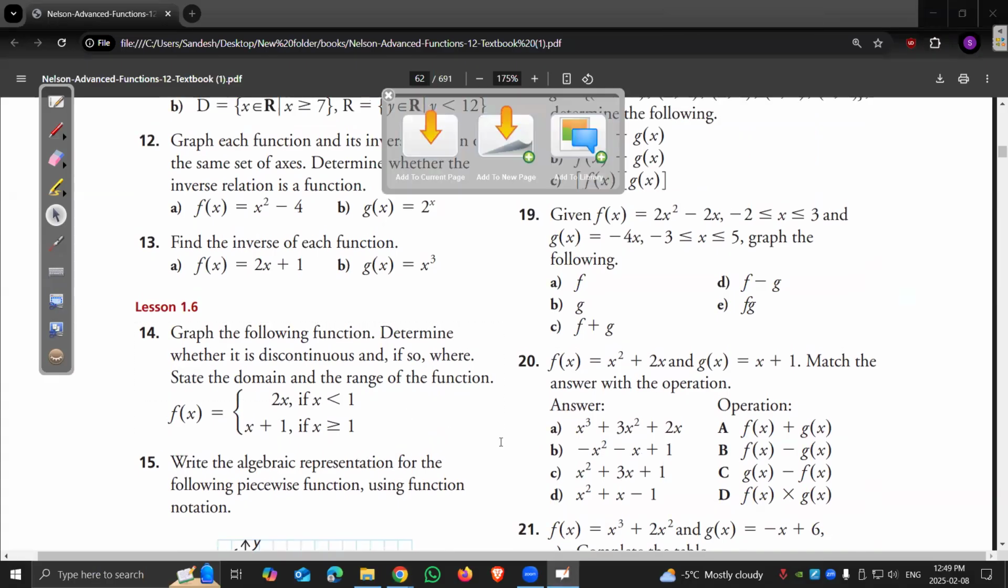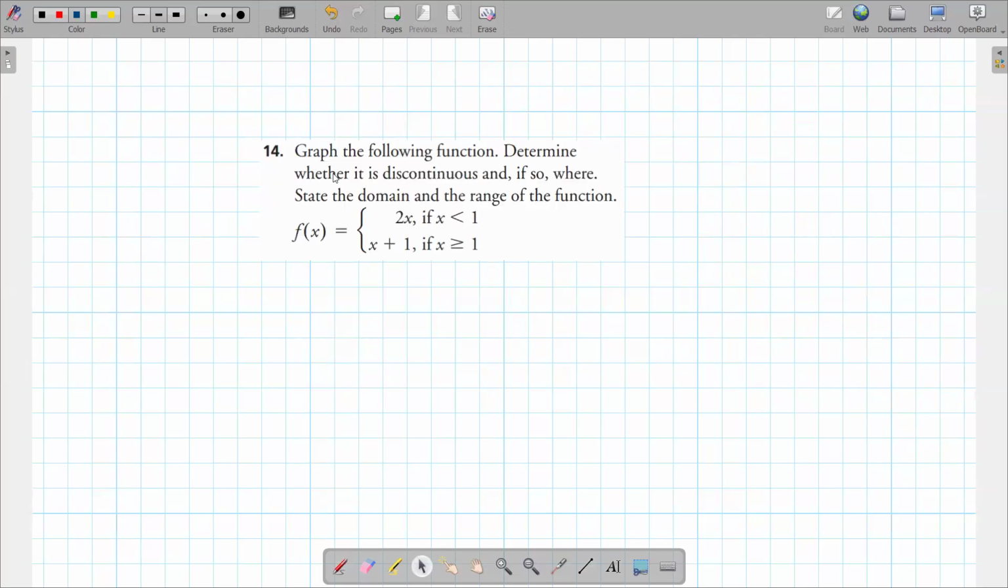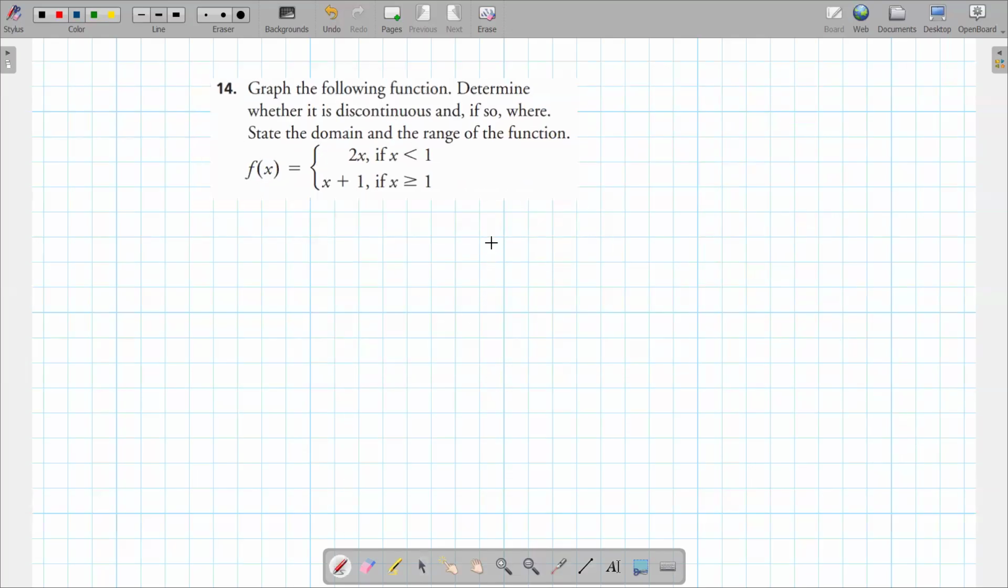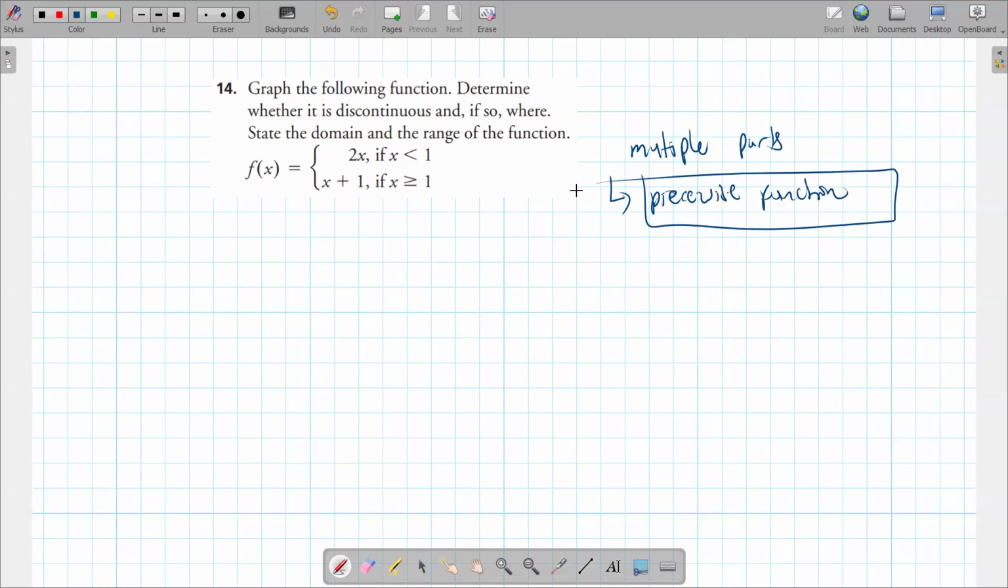Let's look into piecewise functions for a little bit. If you're given an equation that has multiple parts, you see how this one has 2 parts. The top function is valid to the left of 1, the bottom function is valid to the right of 1. How do you spell piecewise? Piecewise function is the name for this, because it has multiple pieces, multiple parts.